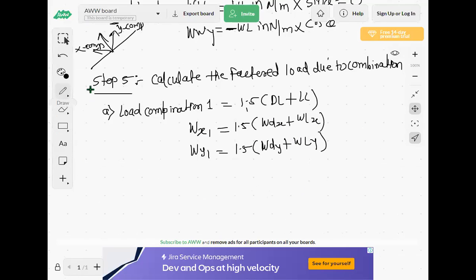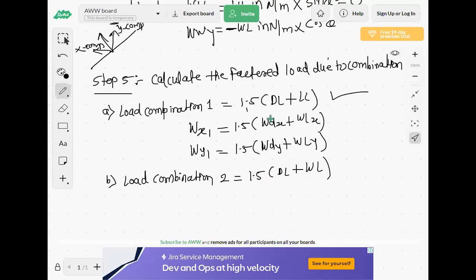Second load combination, load combination 2. याच्यातलं जे जास्त कॉम्बिनेशन आहे ते आपल्याला डिझाईनसाठी कन्सिडर करायचं. So load combination 2 is 1.5 into dead load plus wind load. This is the second load combination as per IS 800 2007. So the first load combination is dead load plus live load, and the second is dead load plus wind load, with factor 1.5.